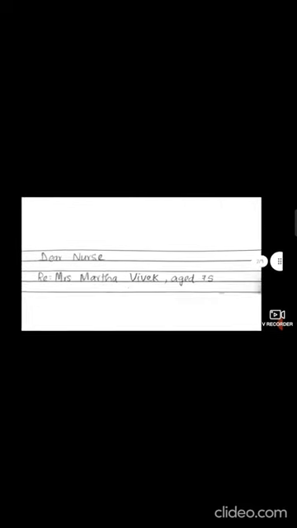The next one is the salutation, Dear Nurse, because there is no name given. If there is a name given, you can write Dear, and Miss or Mrs, but you have to write the surname. Then below, regarding Mrs Martha Vivek, this is the patient name, comma, aged 75.